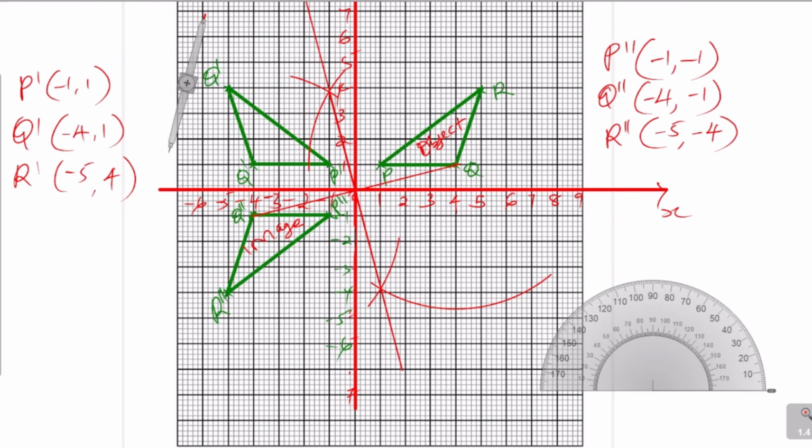And then you can join another point. Let me go with R. The one that I've joined is Q and Q double prime, and I've constructed the perpendicular bisector of that. So Q and Q double prime, the perpendicular bisector is there. Take another point, and I will take R. I join R to R double prime. Then construct the perpendicular bisector of that one as well.